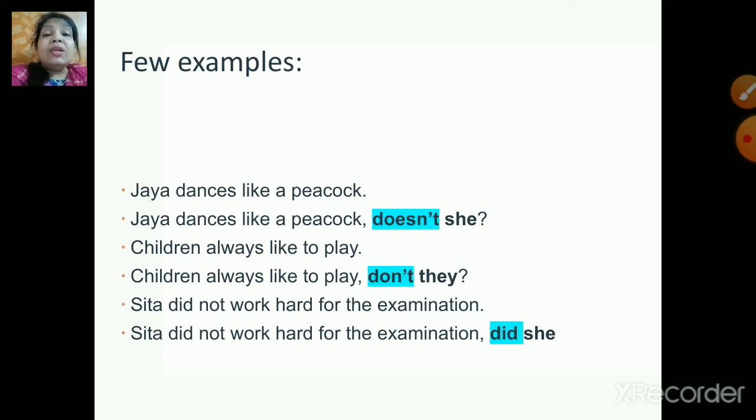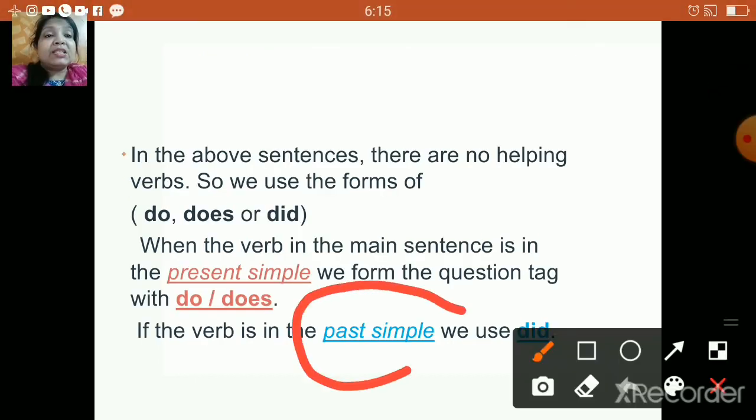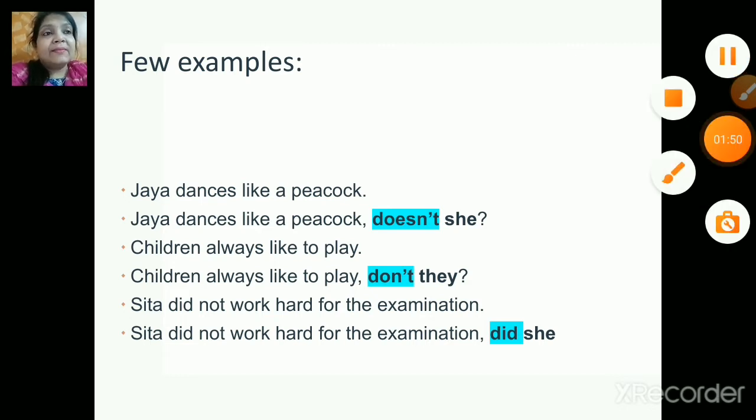Now the rule says did. When are we supposed to use did, children? Yes, it says simple past tense, right? So let us quickly check the sentence. She did not work hard for the examination. Yes, simple past. So we had to use did over here. So did she? This is the rule, children. Make sure that you write all the rules in your book, and let us quickly do the practice.